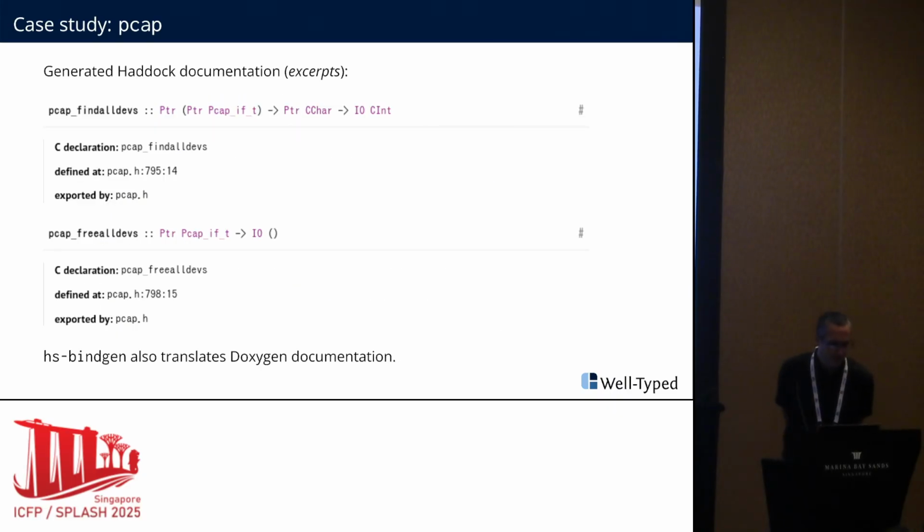We also generate Haddock documentation. So here are the excerpts from the find all devs and free all devs functions. The PCAP library does not include any documentation in the headers, but we generate documentation that tells you the C declaration, where it's defined, and which headers it might be exported from. If there is Doxygen documentation, we translate that to Haddock as well, and then also attach this additional information.